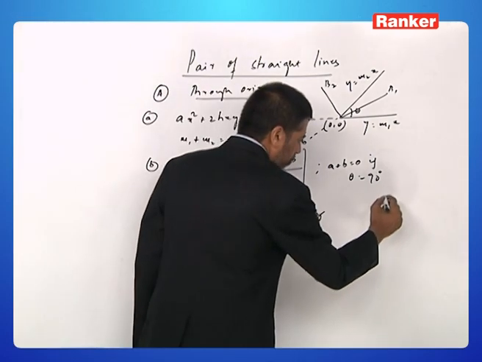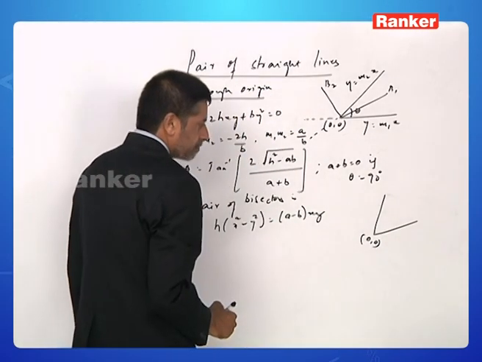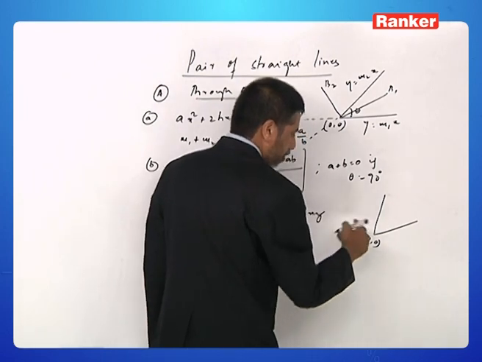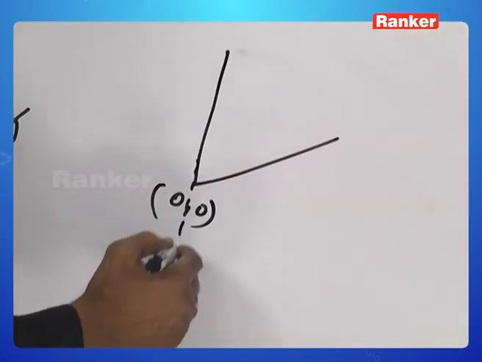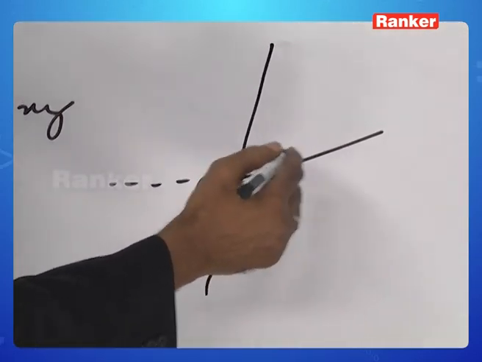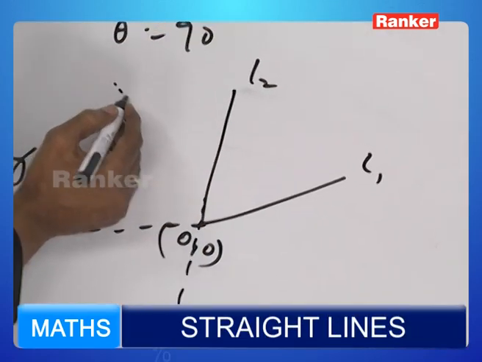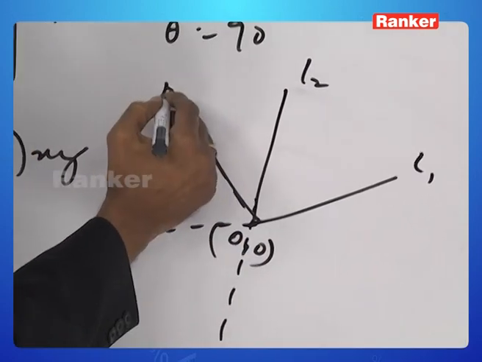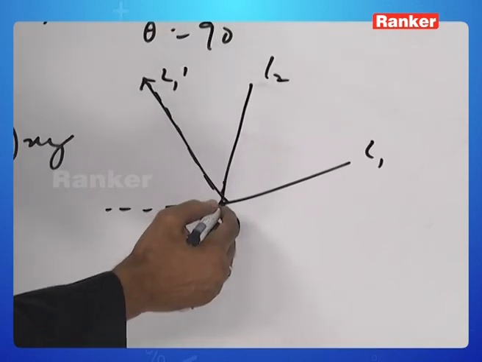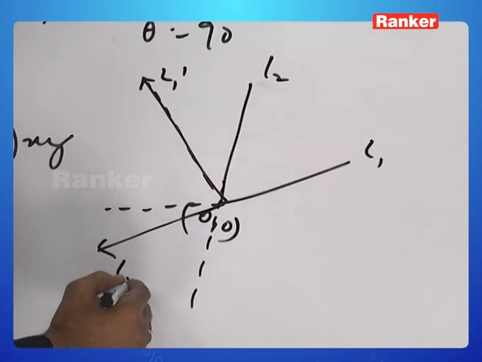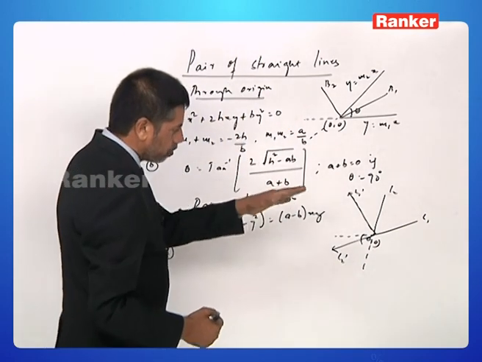Then suppose we have a pair of straight lines passing through the origin and we want a pair which is perpendicular to this pair. Suppose you take the first line, let us say this is L1, this is L2, and you draw a line perpendicular to it. I'll call this L1 dash, and to this you draw another line which is perpendicular, L2 dash. Then this is the new pair which is perpendicular to the old pair.